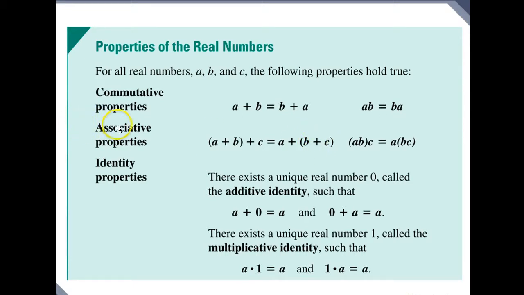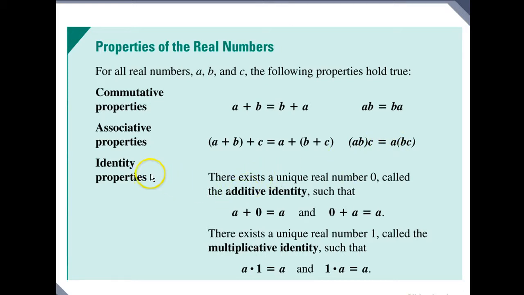This is called the associative property. You could add these two and then this one, or these two and then this one, get the same answer. So this is a legal process. The same is true for multiplication, just grouping them differently.